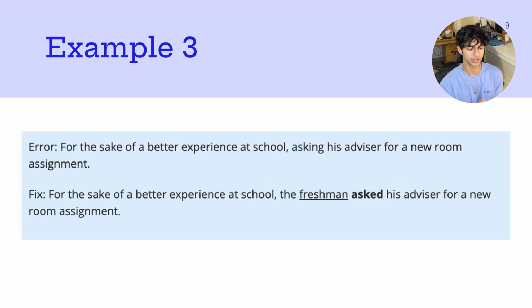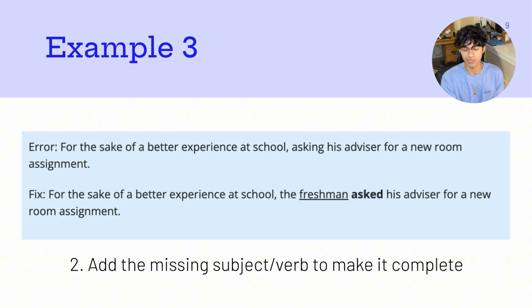So, example 3. "For the sake of a better experience at school, asking his advisor for a new room assignment," missing something again. This time, we're gonna add the missing subject to make it complete, so that this sentence becomes an independent sentence. So: "For the sake of a better experience at school, the freshman asked his advisor for a new room assignment." The freshman is the subject that needed to be added. Now it is an independent sentence, and we're good.